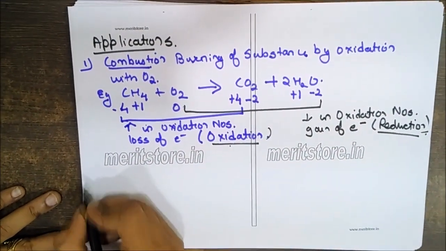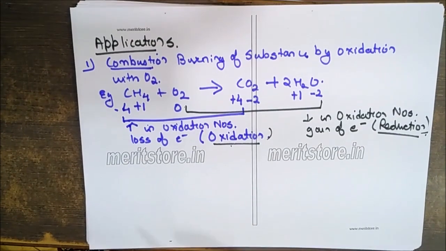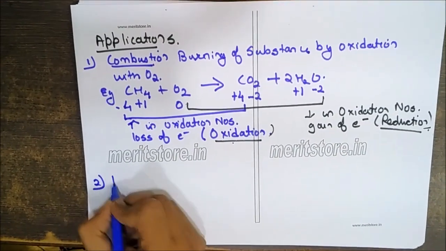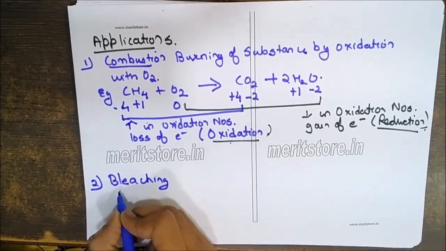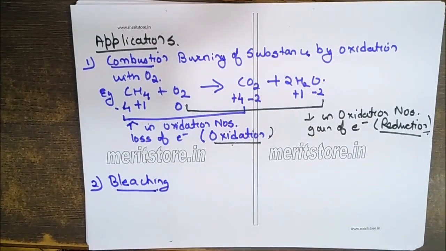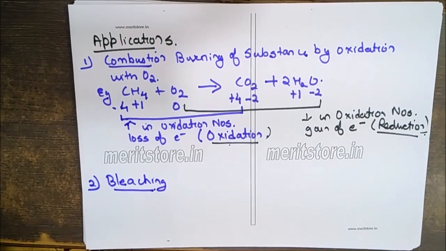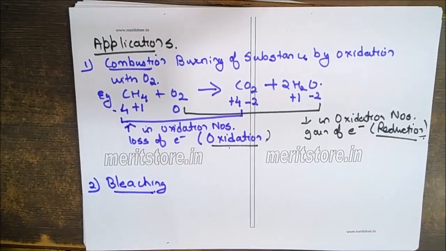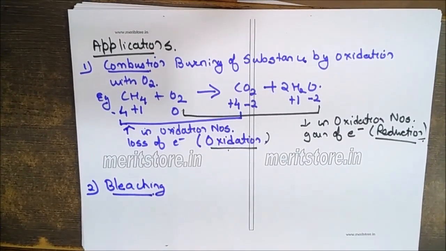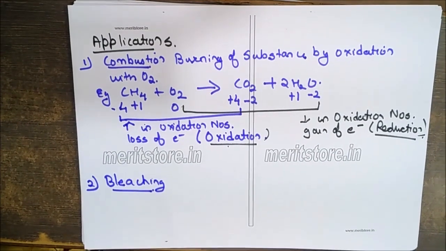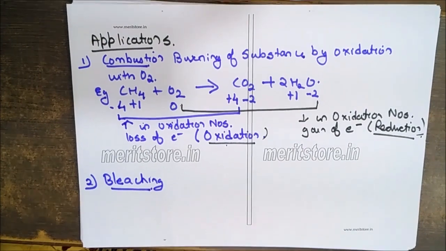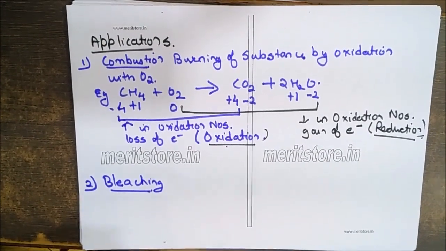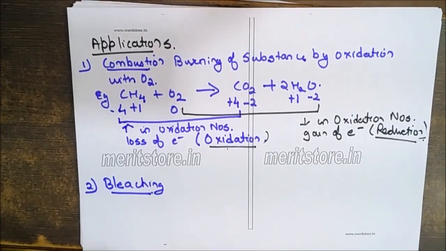Let's look at the next application. Next application is in bleaching. Bleaching. This term is used in case of cleaning our household, in household applications, and bleaching is also used for decolorizing colors. It's also used in removal of stains. So let's see how this bleaching is involving a redox reaction.